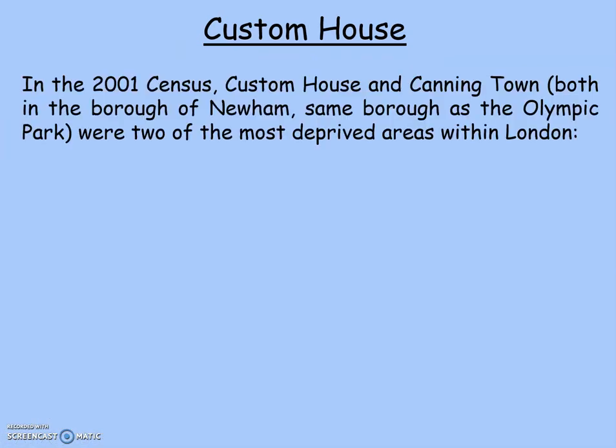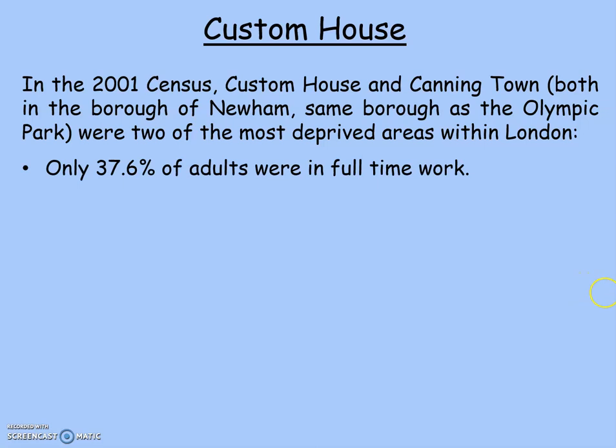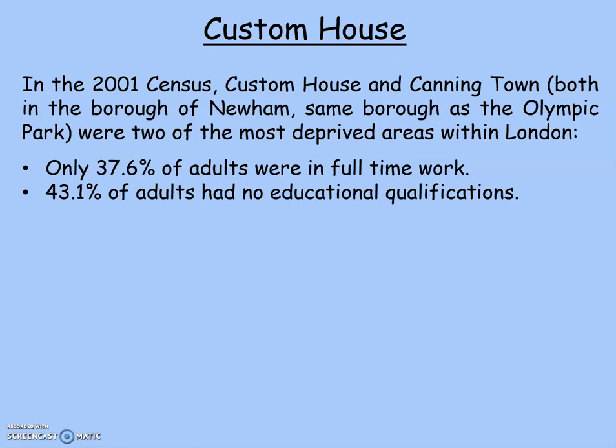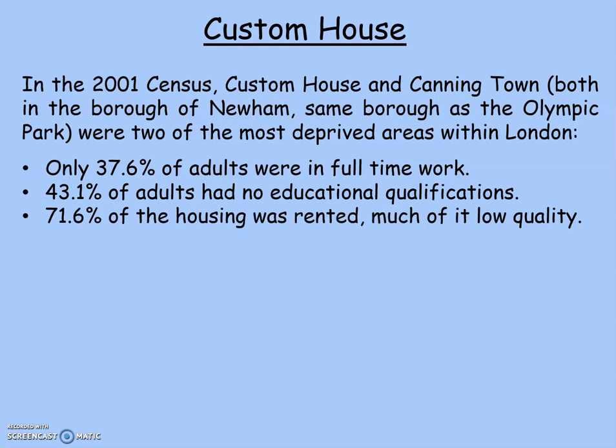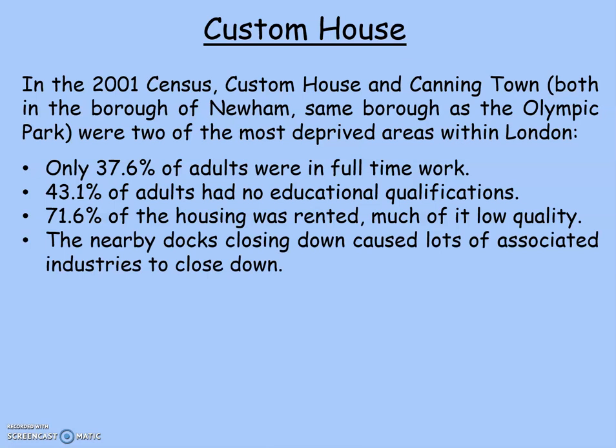In the 2001 census, Custom House and Canning Town, both wards in the borough of Newham, were two of the most deprived areas within London. So just some indicators there. Only 37.6% of adults were in full-time work. More than 43% of adults had no educational qualifications. A lot of the housing was rented, more than 70%. A lot of it was very low quality, as you could see in one of the pictures before.